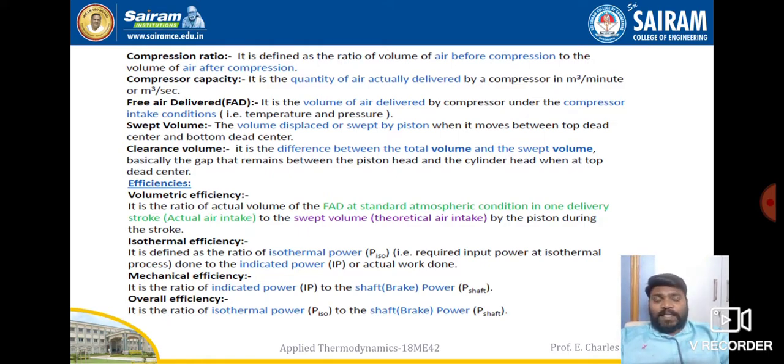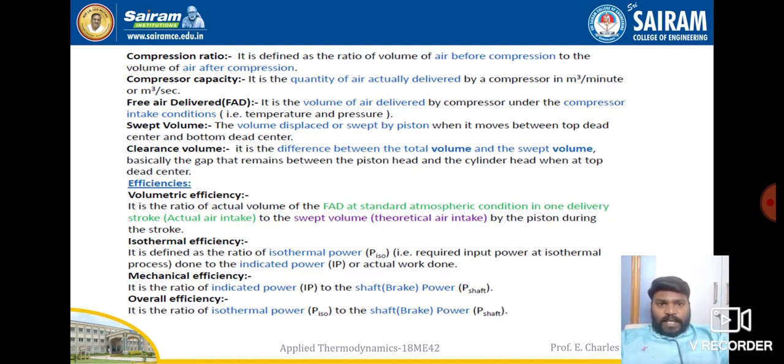That means, what does it say? So it is nothing but the actual volume divided by the swept volume. That is nothing but the volumetric efficiency. In very simple words, I can define the volumetric efficiency as the actual volume divided by the theoretical volume. That is nothing but volumetric efficiency.